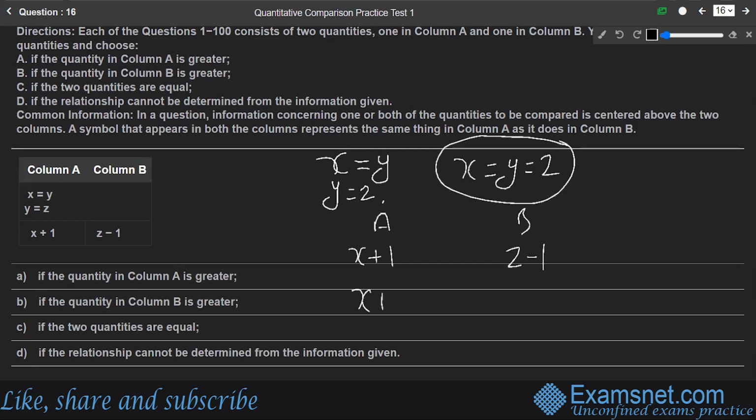Okay, so clearly x and z are same. So column A can be just written as x plus 1 and column B can be written as x minus 1, because x and z are actually same as per the common information provided. So which will be bigger, x plus 1 or x minus 1? That's what we are supposed to compare. So obviously, if something is added to x, that will be having higher value than something subtracted from x. So clearly x plus 1 will be having higher value. So that is the right answer, option number A.